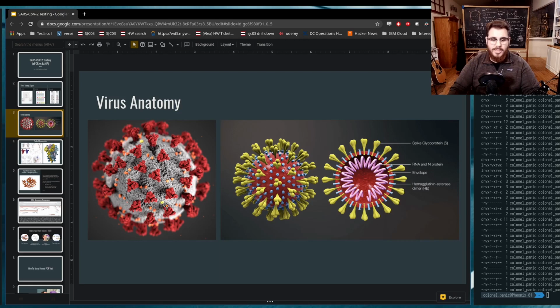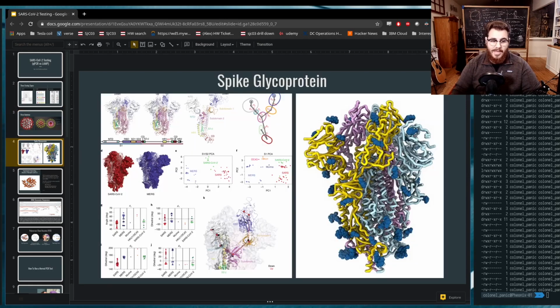Now, if you look at the image on the left here, this gray subsurface that we see is what's known as the protein envelope. That is essentially like the skin of the virus. It keeps the important stuff on the inside and everything else out. And attached to the outside of that are all these red spikes that you see on the image on the left, or the yellow spikes in the image on the right. These are called spike glycoproteins.